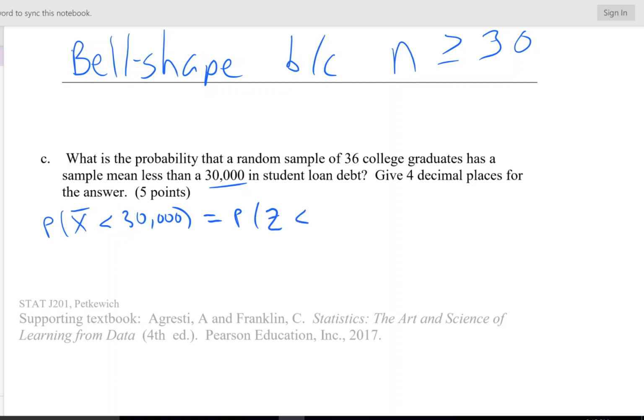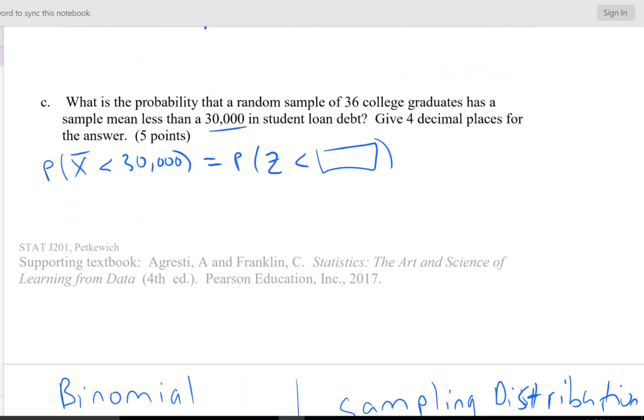All right, I'm trying to figure out what goes here. So I'm going to come down here and find the z-score. I'm going to say z equals 30,000 minus the mean, which was 37,000, divided by the standard error, 1666.67.